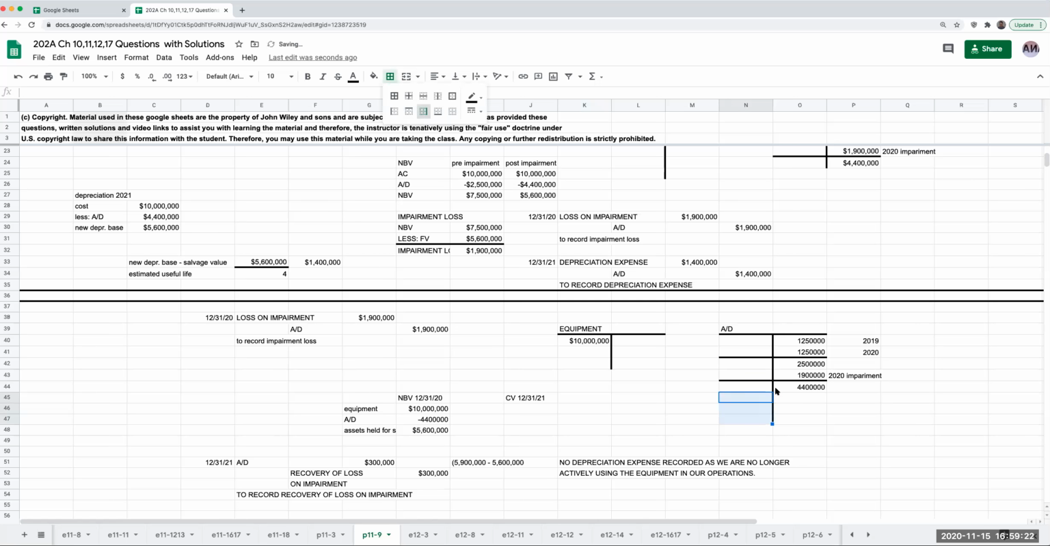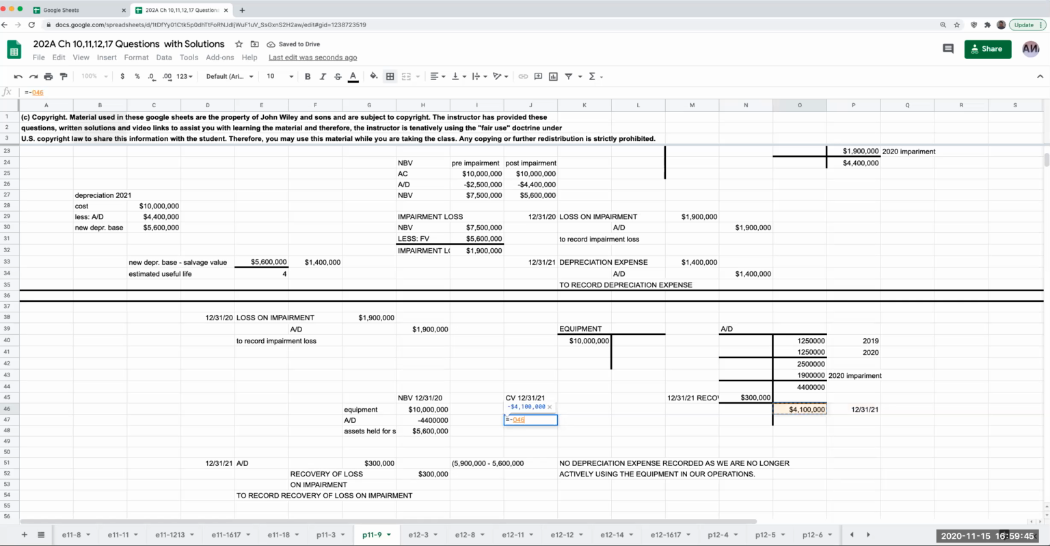So what you're going to see here is that the 12/31/21 recovery is going to be 300,000. My new carrying value or my new balance of my depreciation is going to be here. So my new carrying value, my assets held for sale, is going to be this new fair value right over here.